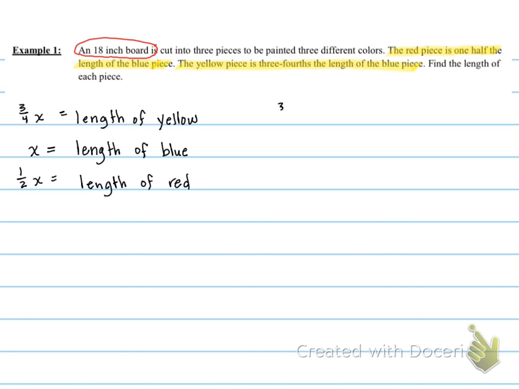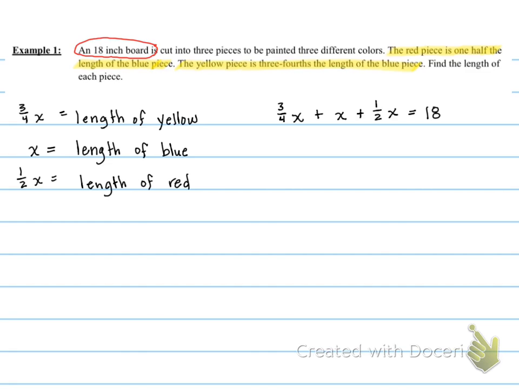So we've got the length of the yellow piece plus the length of the blue piece plus the length of the red piece, and those all have to add to 18. What should I do next? Get rid of the fractions. Yeah, we're going to get rid of those fractions.